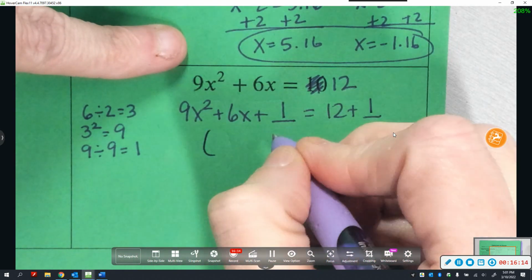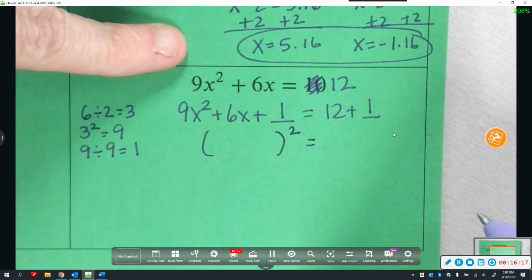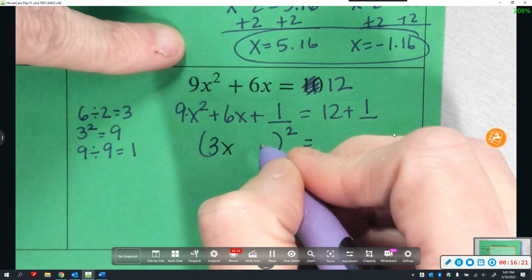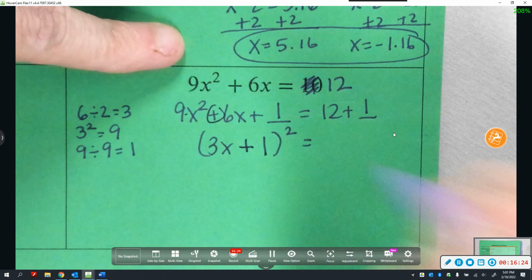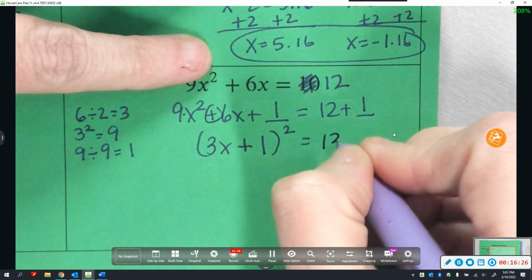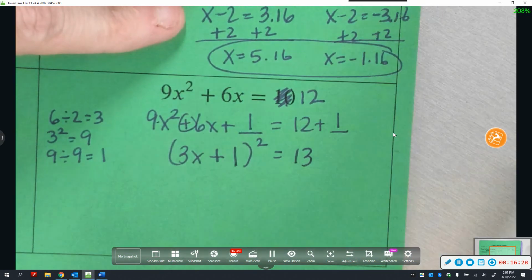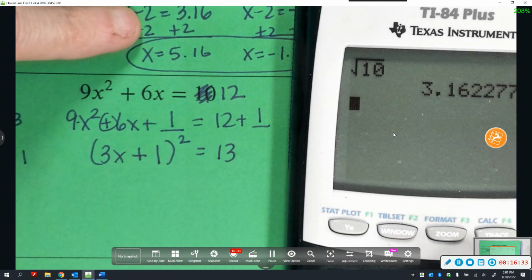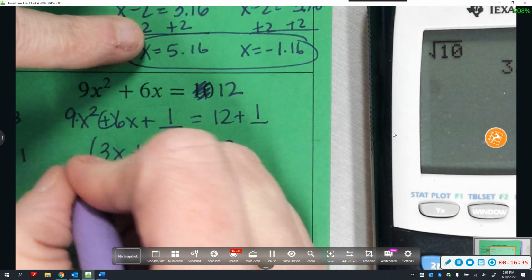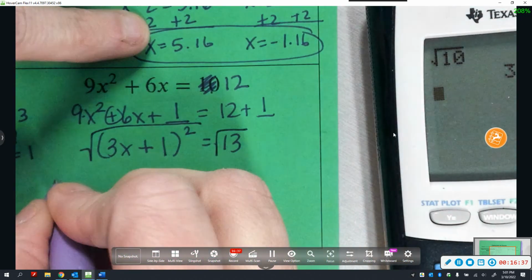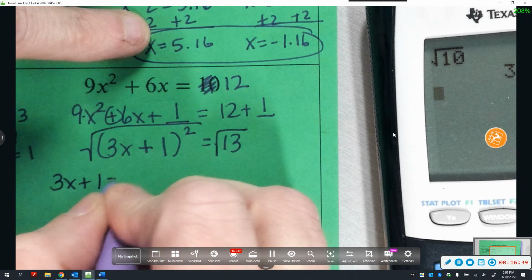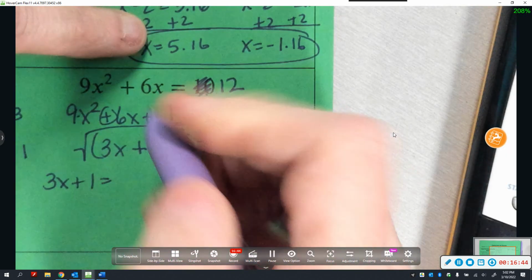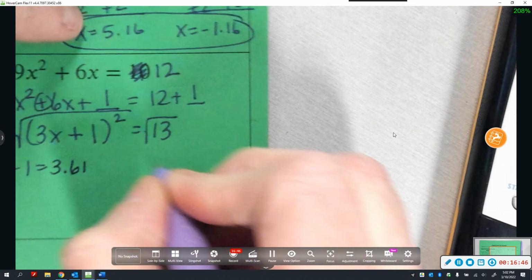Okay? So I'm going to write this as my binomial squared. Square root of 9x squared is 3x. The square root of 1 is 1. I got a plus there, so I put a plus here. 12 plus 1 is 13. Also looks ugly, but again, my BFF's got my back. Okay? So I'm going to take the square root of both sides. I get 3x plus 1 equals, okay, what is the square root of 13? Got my back, BFF? You sure do. It's 3.61. It's also negative 3.61.